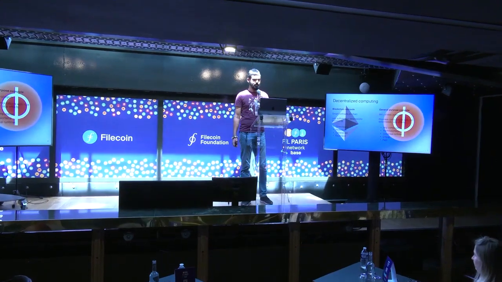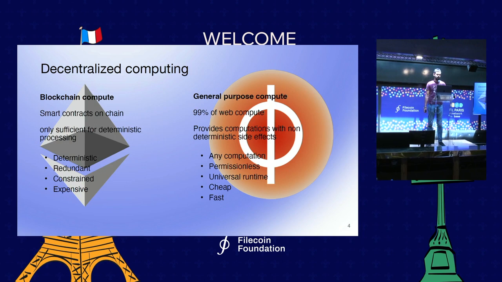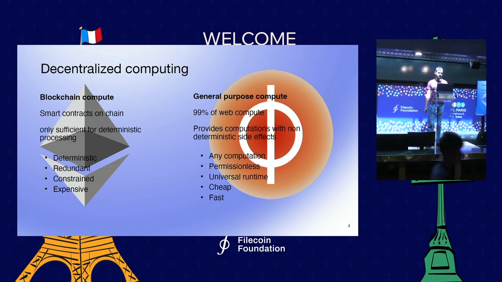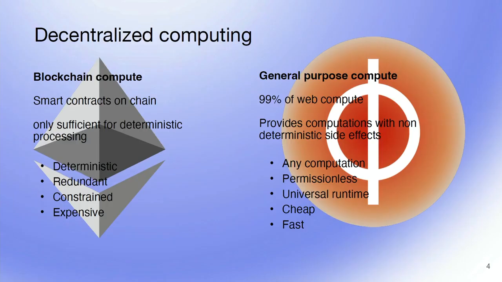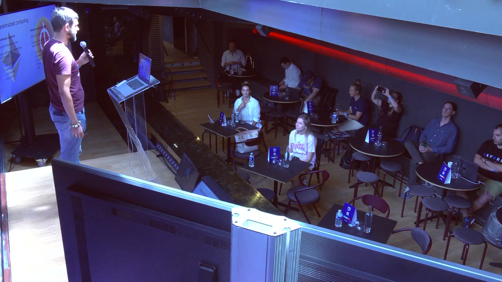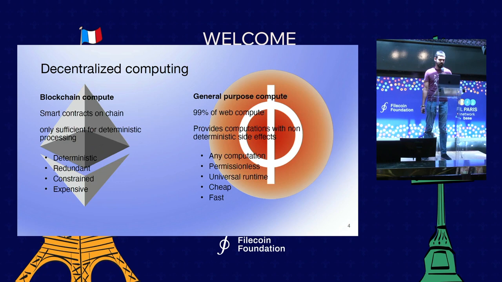So speaking about the consensus, we can say that there are two very different kinds of decentralized compute. On one hand, we have blockchain compute. We have smart contracts on chain. And fundamentally, it's sufficient for deterministic processing, for redundant, constrained, expensive. Why expensive? Because we repeat the same computation many times and the same data many times. So there are some limitations which also open possibilities, but they are constraints.